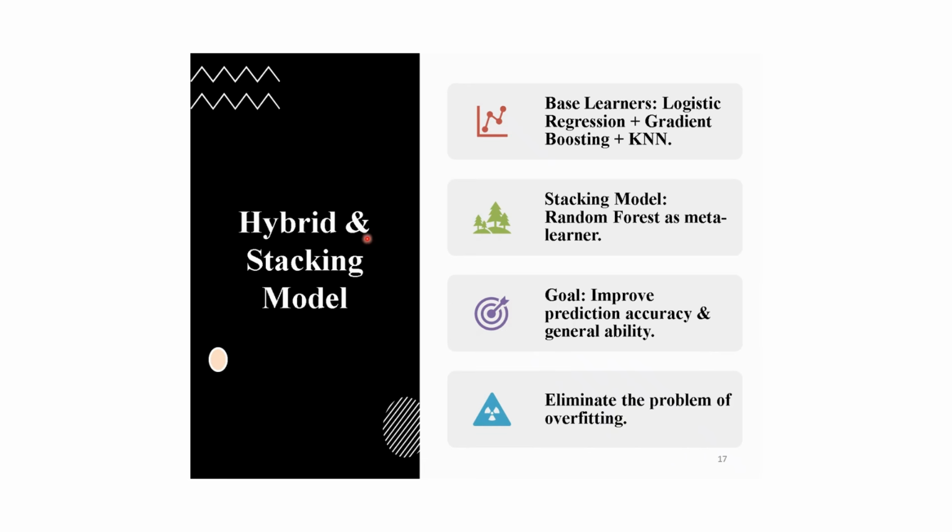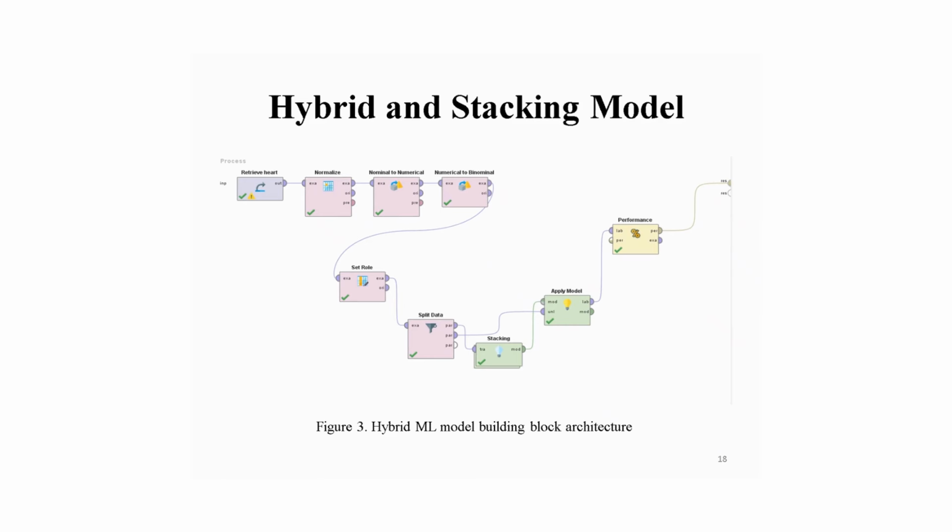We also built one hybrid and stacking model. Basically, a hybrid model consists of more than one ML model. In this case, we use base learners as logistic regression, gradient boosting or XGBoost, and k nearest neighbor, and the stacking model as random forest. The goal is to improve the prediction accuracy and also improve the generalizability of the model, and eliminate the problem of overfitting.